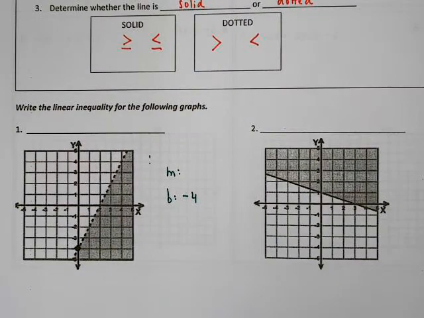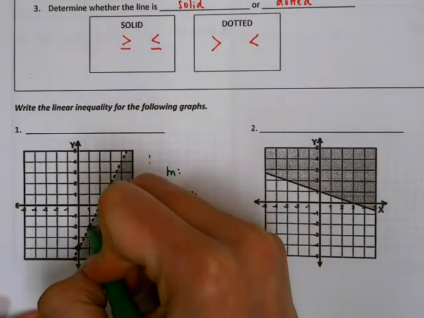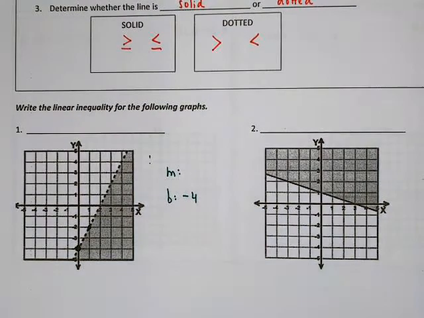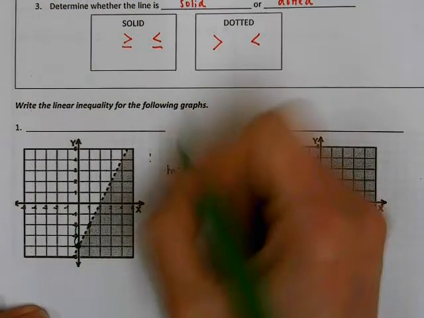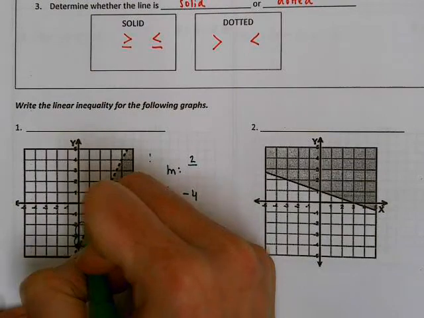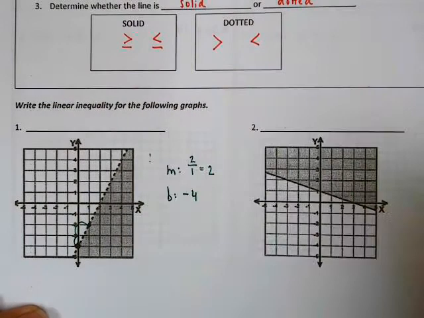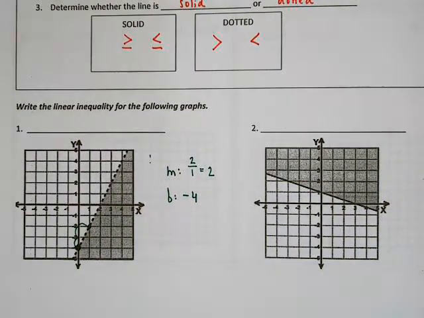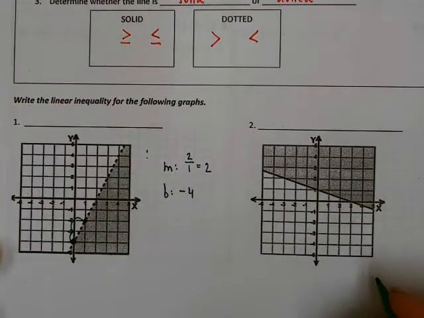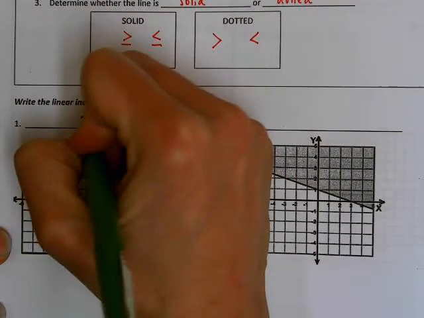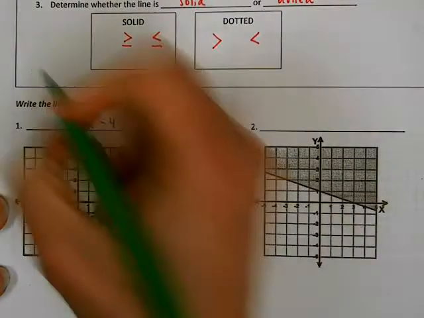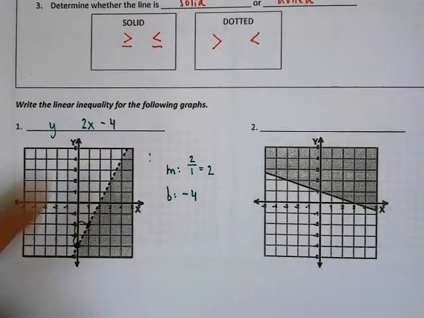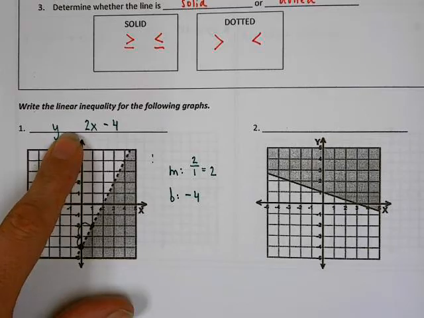Now I'm going to find another point on the graph that looks like a nice point. So it actually looks like here it goes nicely through the grid. So then for slope, I'm going to use rise over run. So in this case, I go up 2 and over 1, which is going to give me a slope of 2. So now I know at least part of my equation has to be 2x minus 4. That's my mx plus b. I know I start with a y, and now it's really just a question of figuring out what symbol that is.